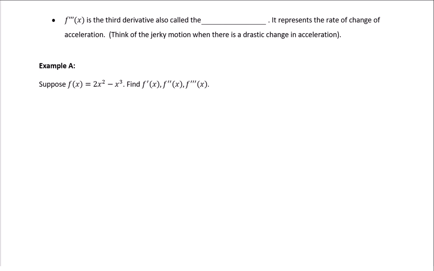There is a special name for the third derivative. It's called the jerk. It represents the rate of change of acceleration. Think of that jerky motion when there's a drastic change in your acceleration, like in your car or in your motorcycle. That is a third derivative.